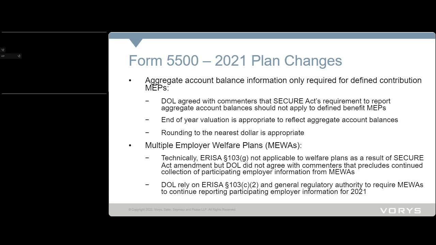For MEWAs, technically ERISA Section 103(g), which governs the additional information with respect to MEPs by virtue of the SECURE Act amendment, applies only to pension plans. But the Department of Labor did not agree with the commenters that this precludes continued collection of participating employer information for MEWAs. In their response to the comments, the DOL is relying on ERISA Section 103(c)(2), which requires plan sponsors to provide names of fiduciaries, and their general authority to require MEWAs to continue to provide information about participating employers.